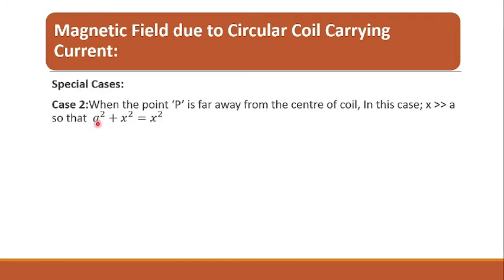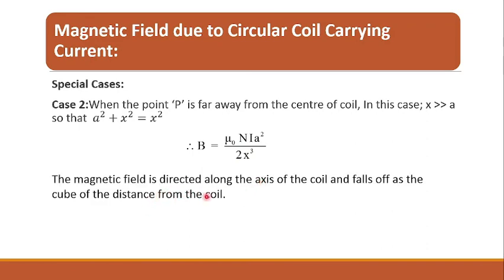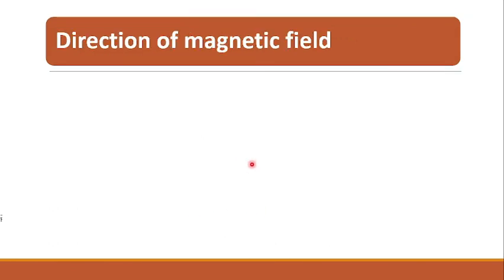Another case, when the point P is far away from the center of the coil, in this case x is very much greater than a, and therefore we can write a square plus x square is nearly equal to x square, and therefore B is equal to mu 0 n I a square upon 2 x cube. The magnetic field is directed along the axis of the coil and falls off as the cube of the distance from the coil, right? The magnetic field at the center of the coil carrying current is along the axis of the coil as shown in the figure.